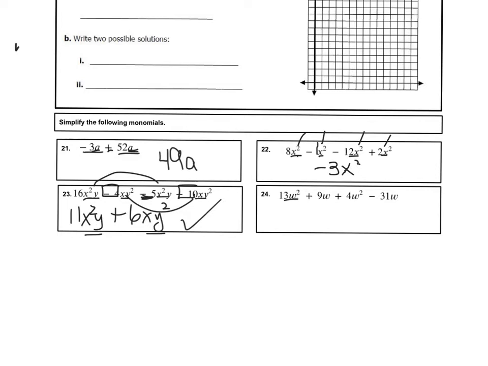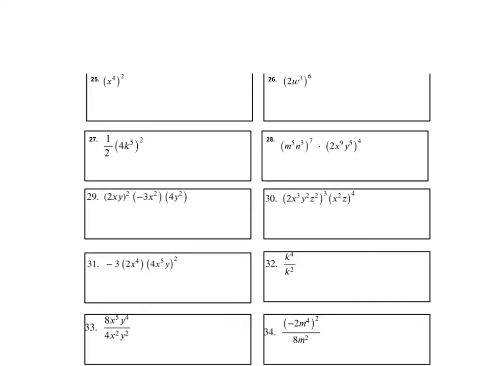Alright, here we have some w squares. So we're going to do that first. 13 of them plus 4 more gives me 17 w squares. And then we have just simply w. So 9 minus 31, or 9 plus negative 31, is going to give you negative 22w. Okay? Alright. Okay, let's do the next page.